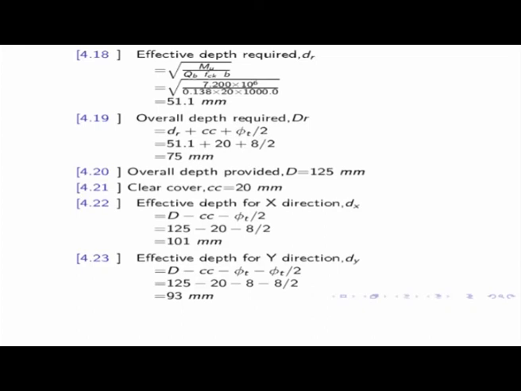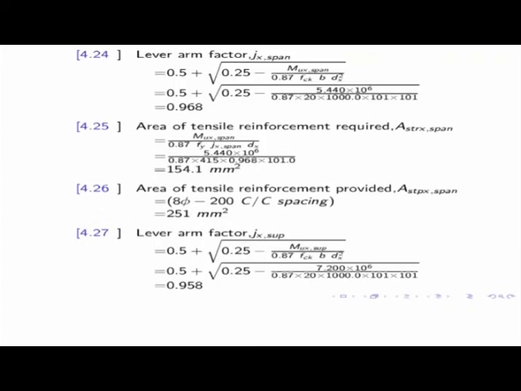Please note, for MUX and MUY you are not having the same effective depth. For MUX you are getting more, whereas for MUY you will get one bar diameter less. So in this case you are getting 101 millimeter, and another 93 millimeter here.